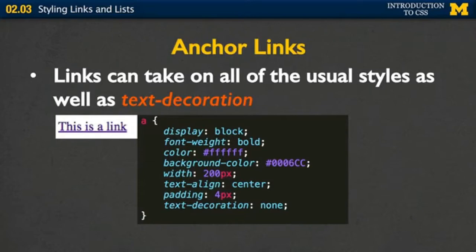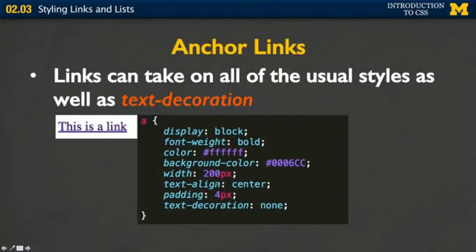So hopefully most of this code looks familiar to you. You have this idea that the display is block. It'll go underneath each other. The font weight, I want it to be a little bit bold. I've set a new color and a new background color. Now I've set a width, and if you try to set a width and it doesn't work, just remember, links by default are inline and they don't take a width unless you change them to block or inline block.